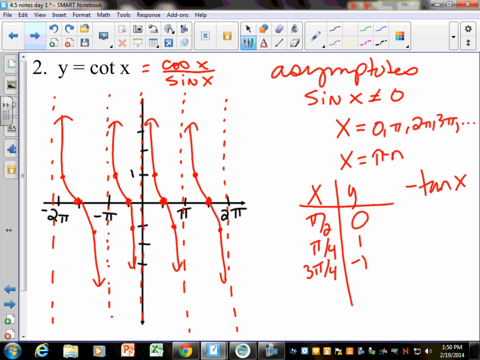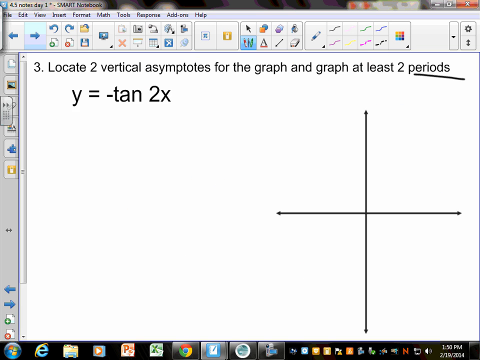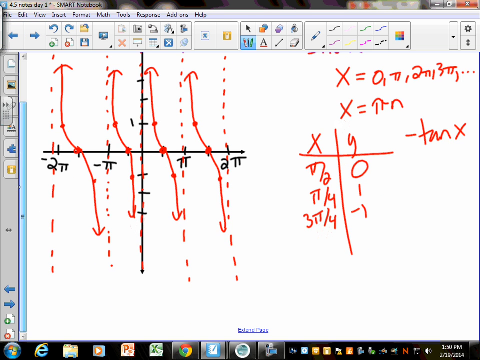So maybe let's just graph another one with some crazy stuff in there. Let's see what happens. Do I have this written out? There we go. Let's write this out on here for a minute.